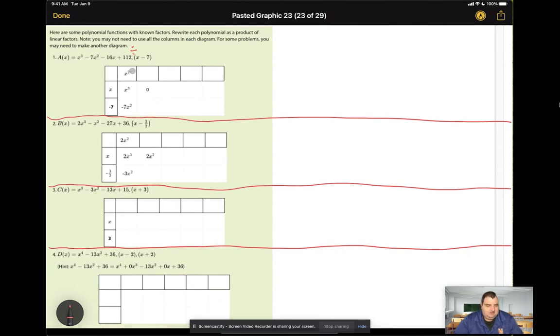So if we make believe that this x squared isn't here, we need to ask ourselves, x times what is x cubed? Well, of course, I know that x times x squared is x cubed. So I figure out that x squared has to go on top of this column because that's what I need to multiply x by to get x cubed. Once I figure out what goes on top of the column, I can finish out that column. So x times x squared is x cubed. Negative 7 times x squared is negative 7x squared. Okay, so that's the first column.